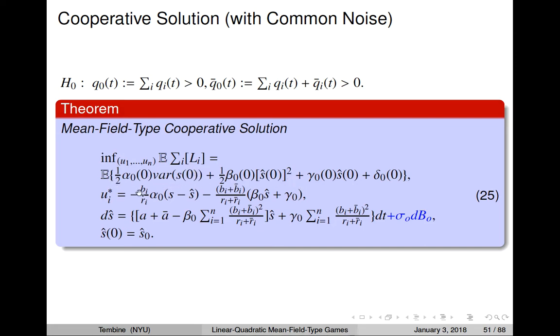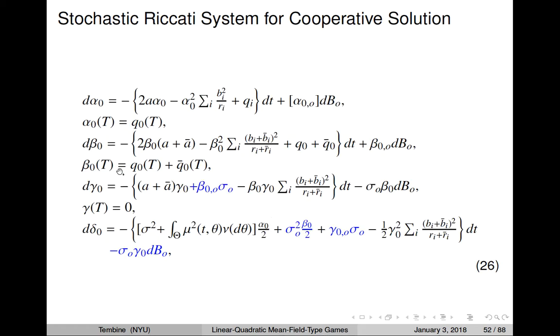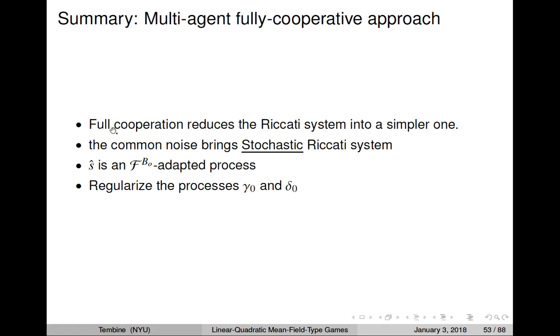This is zero. Okay, if you start with deterministic objectives, it's zero. So you focus only on the last three terms here, and the control action depends not only on the state and time, but also on the mean field. Here the mean field is S hat, which is the conditional mean field, conditional with respect to the common noise. And these are alpha naught, beta naught, gamma naught, and delta naught. Those are stochastic Riccati systems for the team problem, with similar observations as well.